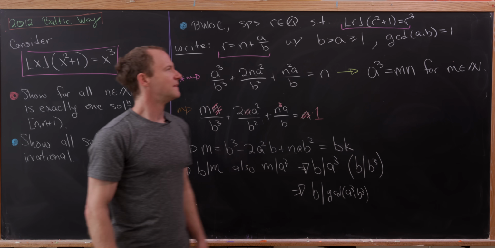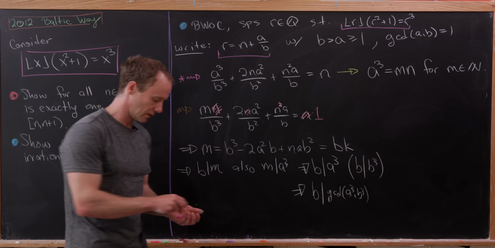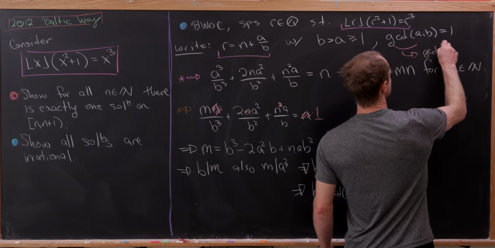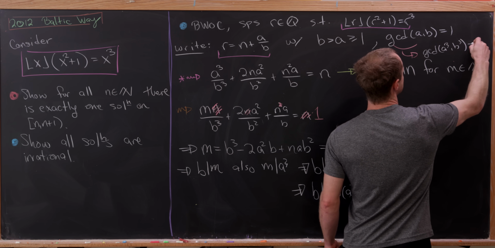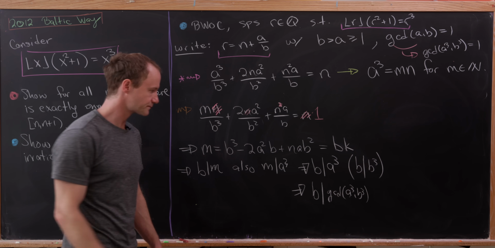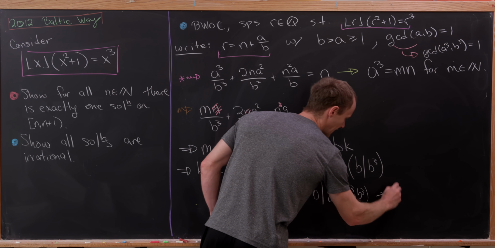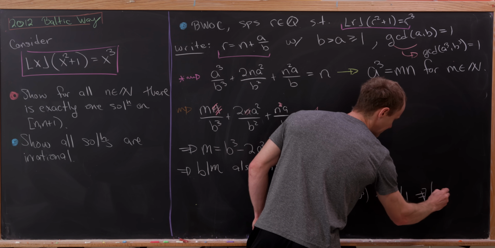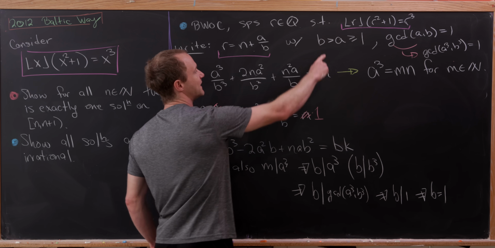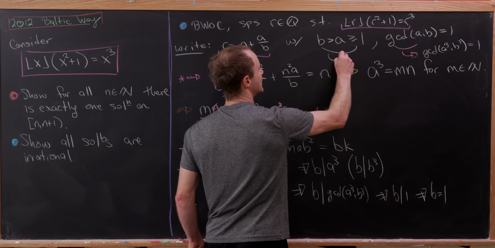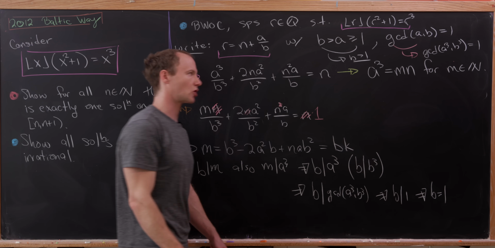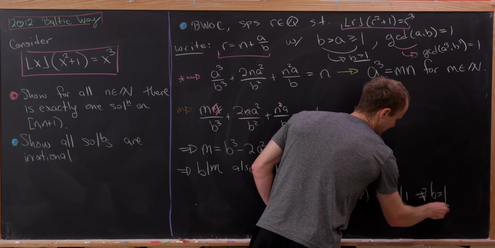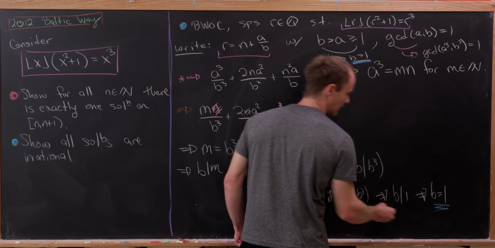Oh, but look up here. The GCD of A and B is 1, which implies fairly quickly that the GCD of A cubed and B cubed is also equal to 1. But that means that we have B divides the number 1. But the only way to divide the number 1 is for B to be equal to 1. But then up here, we see that B is larger than 1. And that's our contradiction. We simultaneously have that B is equal to 1 and that B is bigger than 1.